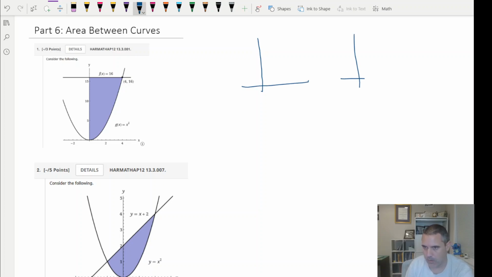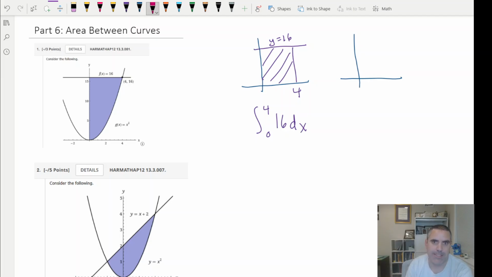These are questions from your homework on the left. If you have a function y equals 16 and you want to compute the area from 0 to 4, we have integral notation for it. In that case, we don't really need calculus, but just to recap, that represents that area. And it makes sense because if you did the antiderivative, it ends up just being 4 times 16, as you would expect.